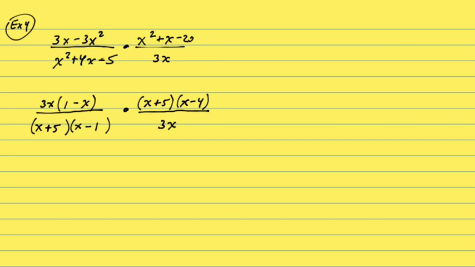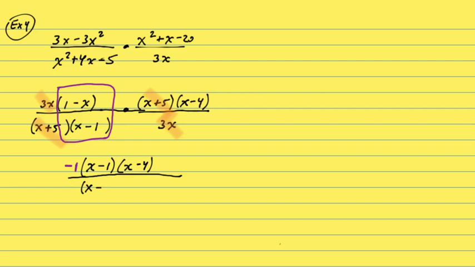I kind of need you to see some things. First off, the 3x is going to divide with the 3x. Because it's multiplication, you can make it one big fraction. The x plus 5 cancels with the x plus 5. The only thing I'm not sure everybody's going to see here is that 1 minus x and x minus 1 are almost the same. You have to do what's called the negative 1 trick. If I take a negative 1 out of 1 minus x, it becomes x minus 1. And that allows it to cancel with the x minus 1 on the bottom. So your answer would be a negative 1 times x minus 4, or 4 minus x.